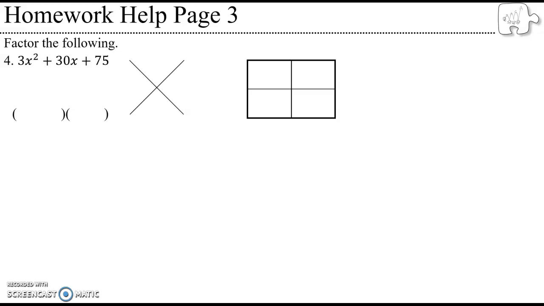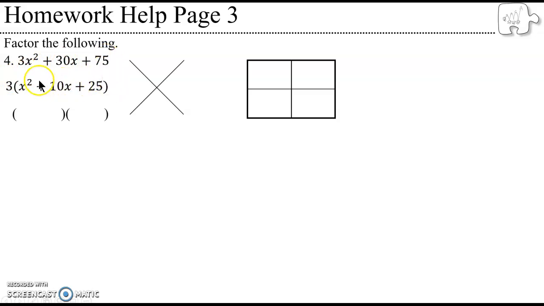So what we're going to do instead, right, is we got to think about what number goes into all these, right? Well, 3 goes into 3. 3 goes into 30. Does 3 go into 75? Yeah, that's 25, right? So 3 goes into all these numbers. So we're going to divide everything. We're going to reverse distribute, right? 3 times x squared is 3x squared. 3 times 10x is 30x. And 3 times 25 is 75.